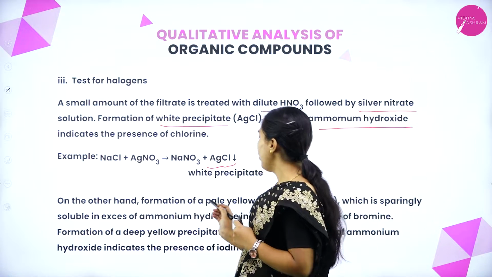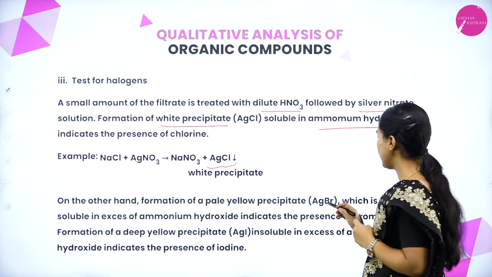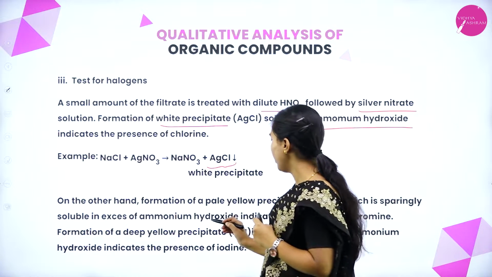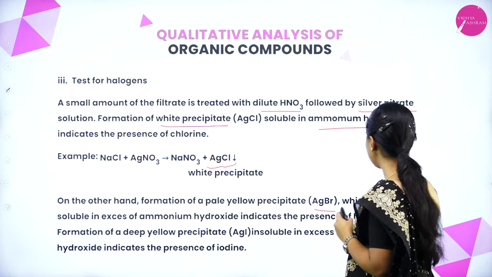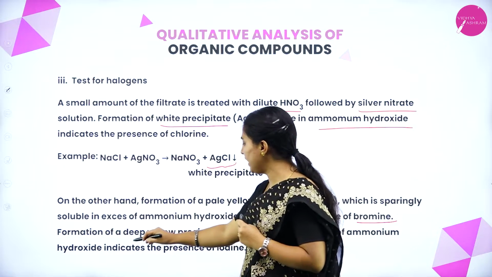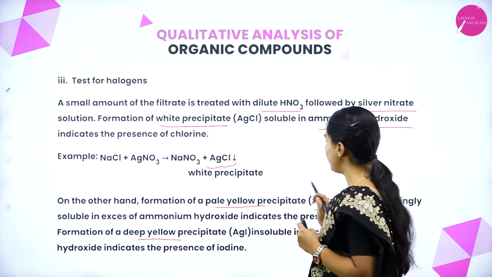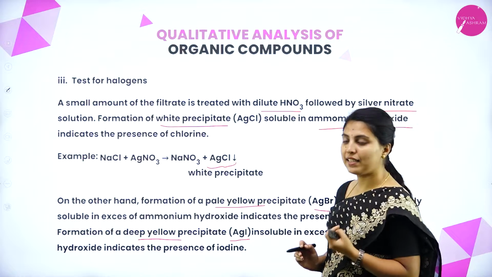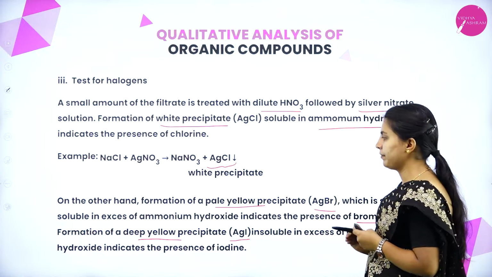On the other hand, formation of a pale yellow precipitate, that is silver bromide, which is sparingly soluble in excess of ammonium hydroxide, indicates the presence of bromine. If it is pale yellow, bromine is present. If it is deep yellow, iodine is present, that is silver iodide.